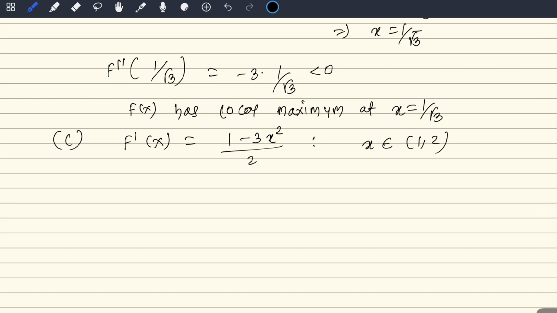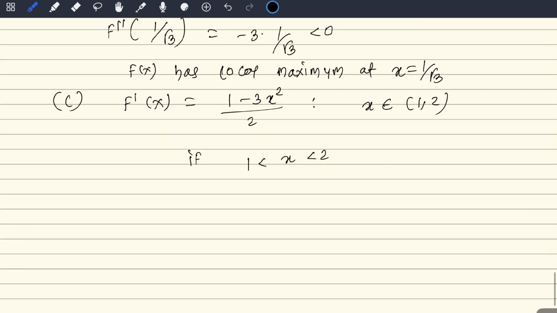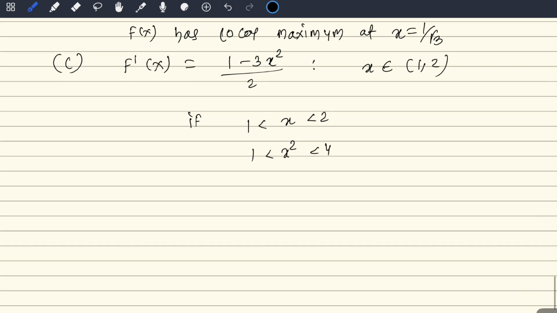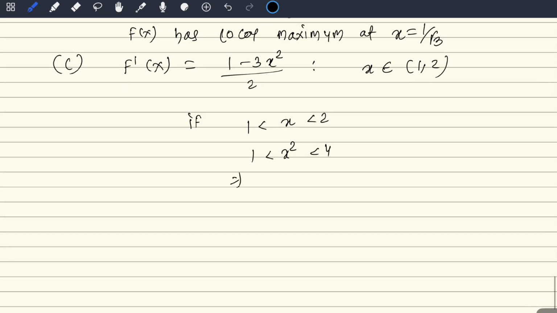Now look, if my x lies between 1 to 2, positive, right? What about x square? x square also lies between 1 to 4, correct. Then what about minus 3x square? Minus 3x square should lie between, if I multiply by minus, the sign changes, minus 12 and minus 4.